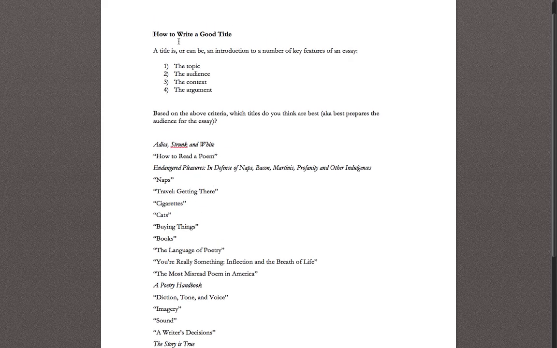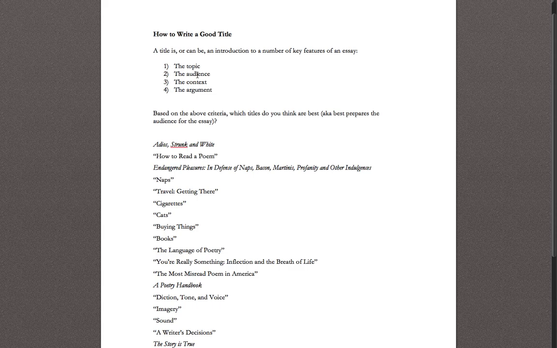So, two categories here to look at really quickly. The first one says a title is or can be an introduction to a number of key features of an essay. It can introduce the topic, it can introduce the audience, it can also introduce a specific context, maybe even problem, as we have practiced with problem making. And it can introduce or hint at the actual argument or purpose of the essay as well. So we have these four different criteria.